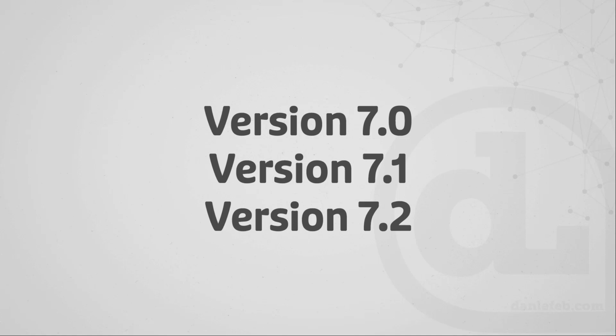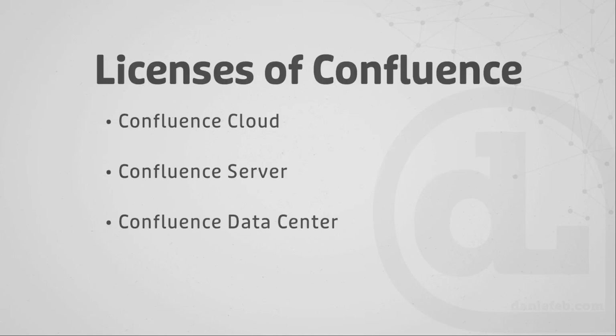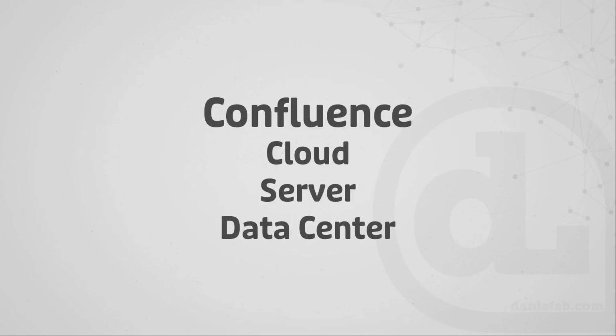Now, the biggest driver behind which version of Confluence you have is most likely going to be the license of Confluence that you have. That's because depending on which license your organization has, that's going to affect how quickly the version of Confluence gets updated. Now, there are three key licenses of Confluence, and we can kind of group these three licenses into two groups. There's Confluence Cloud, and then Confluence Server and Confluence Data Center are in their own group.